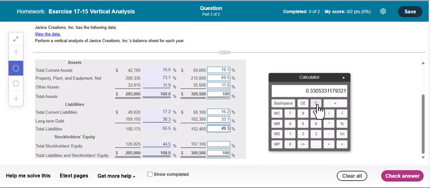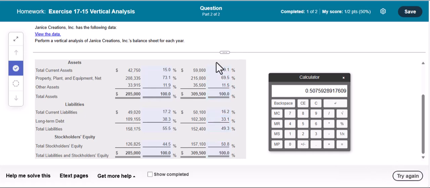So then we finally have stockholders' equity. That is 157,100 divided by 309,500, and that gives us a percentage of 50.8%. And we can go ahead and check our answer.